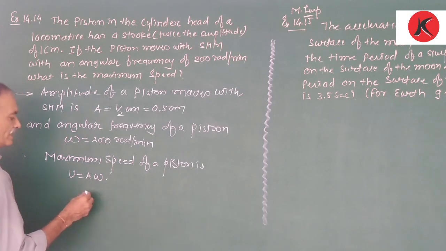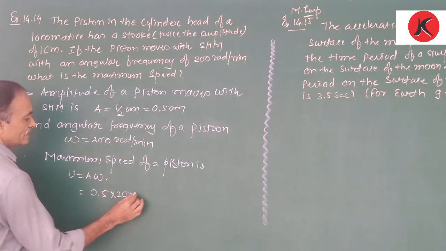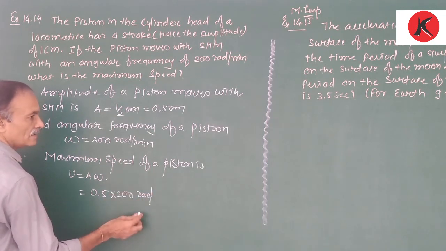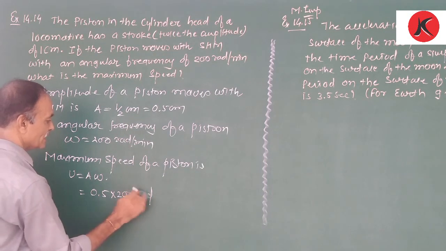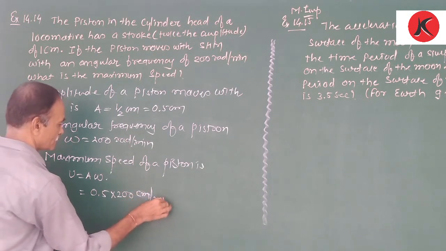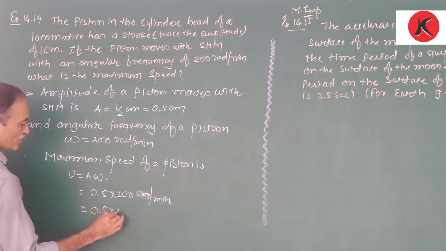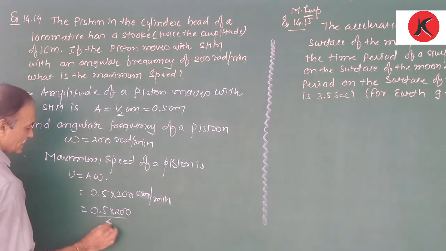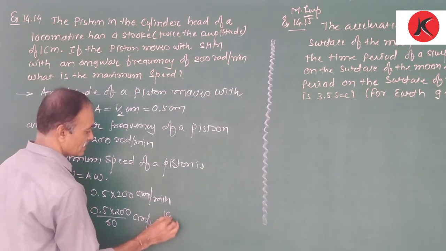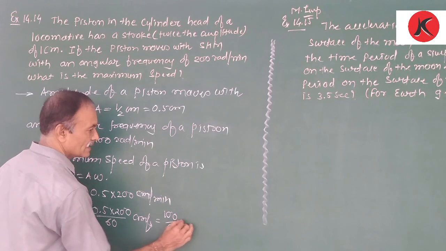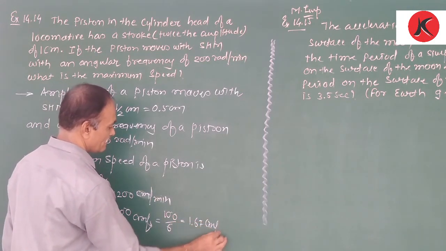Now we substitute the values. So it is 0.5 into 200 radian per minute, therefore centimeter per minute. Convert into centimeter per second, therefore 0.5 into 200 upon 60. That is in centimeter per second, or in other words, 100 by 6 is equal to 1.67 centimeter per second.